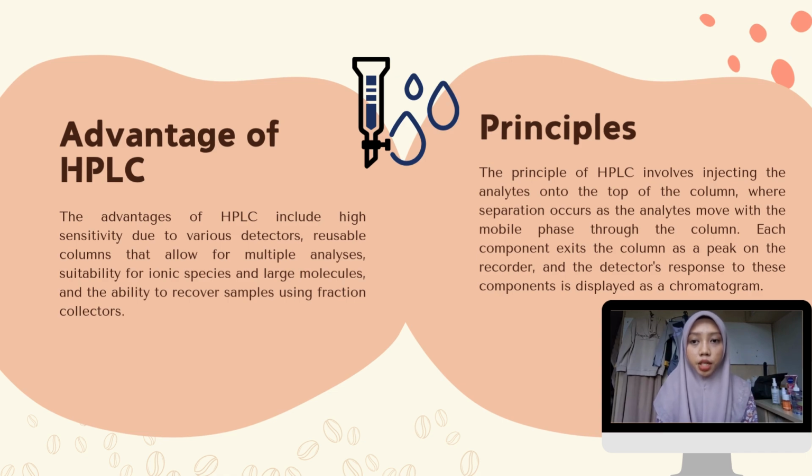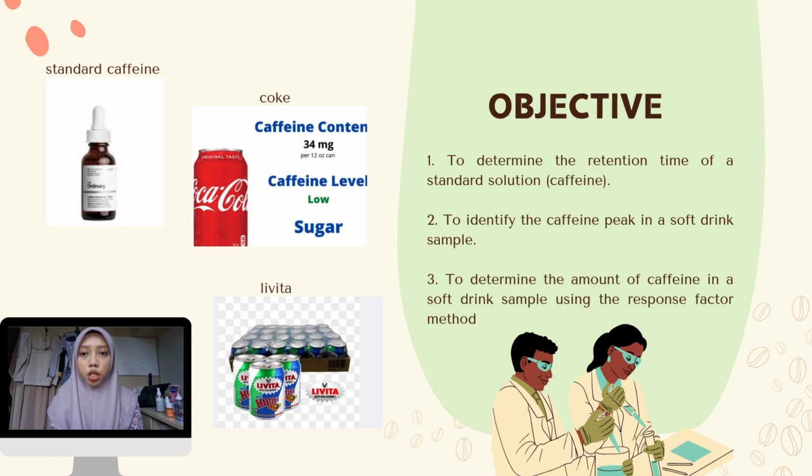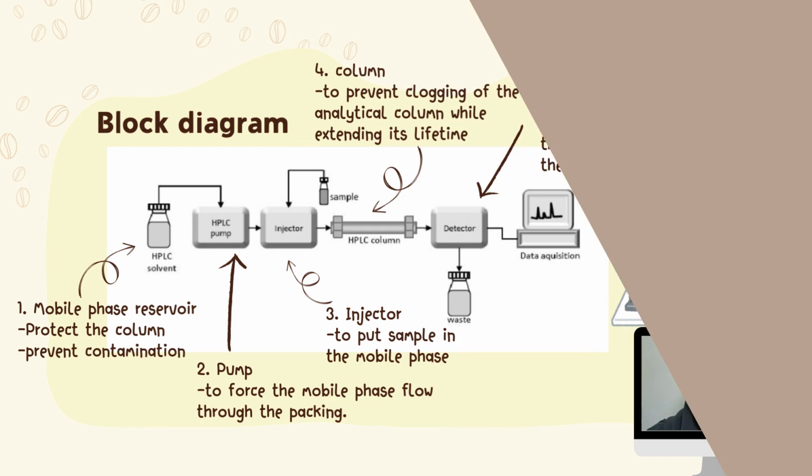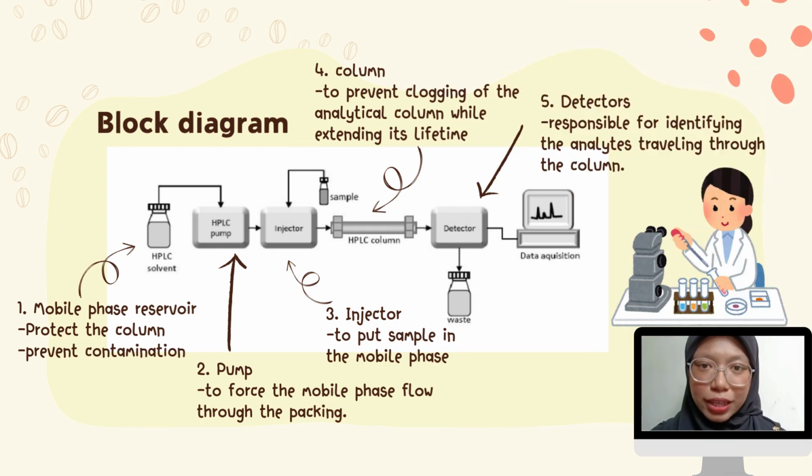Each component exits the column as a peak on the recorder, and the detector's response to these components is displayed as a chromatogram. The objective is to determine the retention time of a standard solution, caffeine, to identify the caffeine peak in a soft drink sample, and to determine the amount of caffeine in a soft drink sample using a response factor method. Now we move on to the next part, which is the methodology.